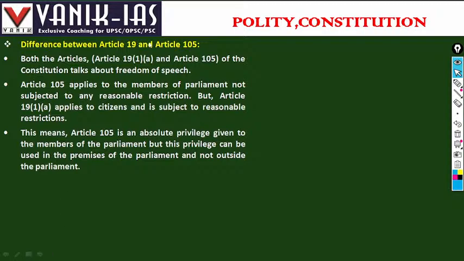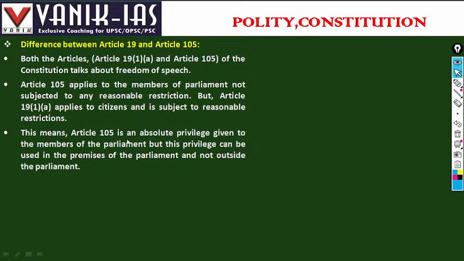Difference between Article 19 and Article 105. Both Article 19(1)(a) and Article 105 of the Constitution talk about freedom of speech. Article 105 applies to the members of parliament and is not subject to any reasonable restrictions, but Article 19(1)(a) applies to citizens and is subject to reasonable restrictions. Here the difference is Article 19(1)(a) is applicable to all citizens, but reasonable restrictions can be imposed on them. But under Article 105, the freedom of speech is given to the members of parliament without any restrictions.